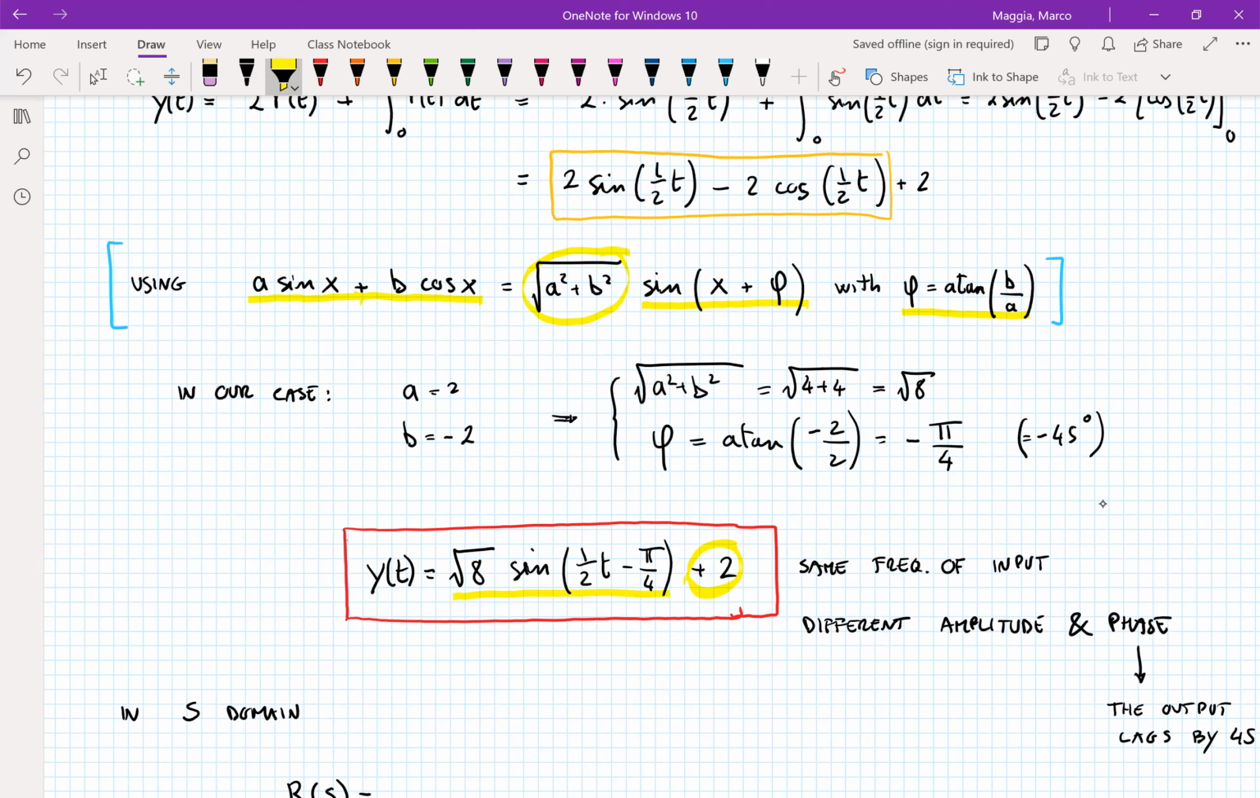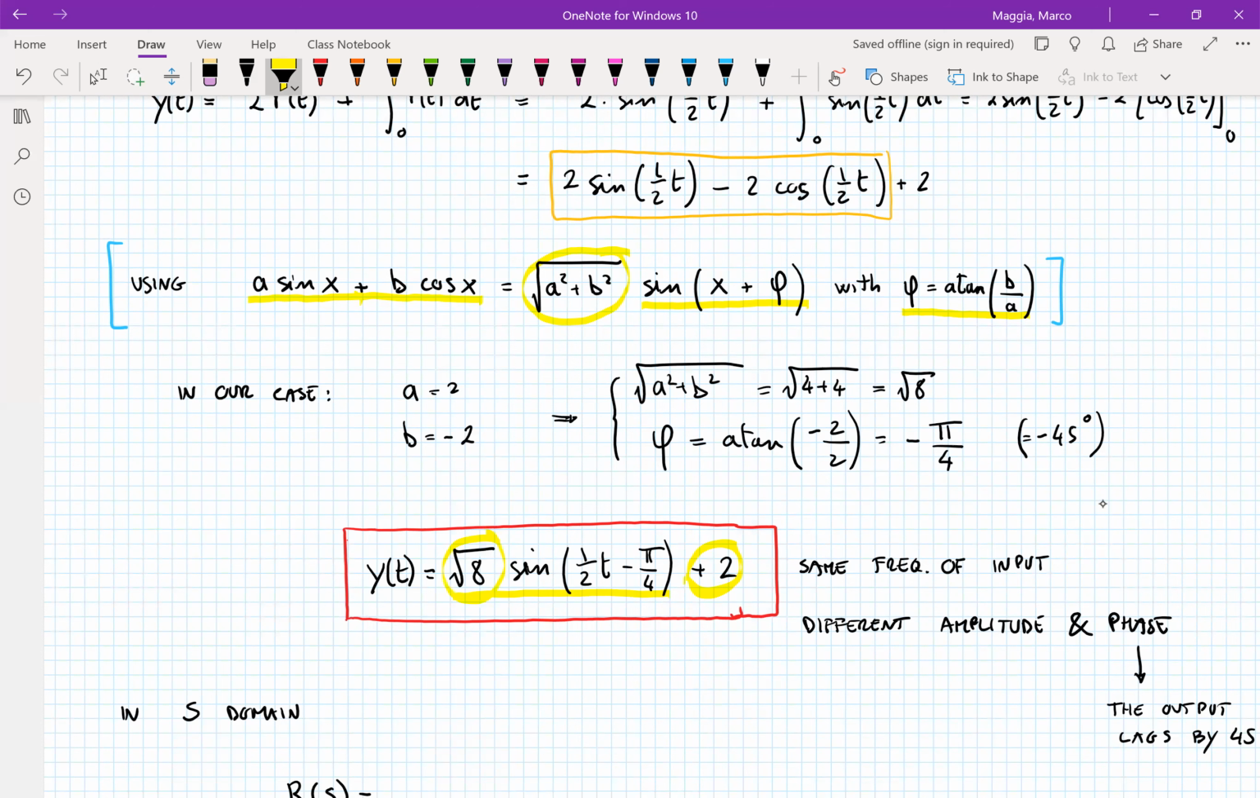As you see, the response has the same frequency as the input. The input was simply sine of 1/2 t. So the output has the same frequency, but now has a different amplitude. In fact, it is magnified by a factor of square root of 8, which is about 2.23. So it's a little bit more than twice in terms of amplitude, and it lags by 45 degrees. Okay, so here we started with a function in the time domain.